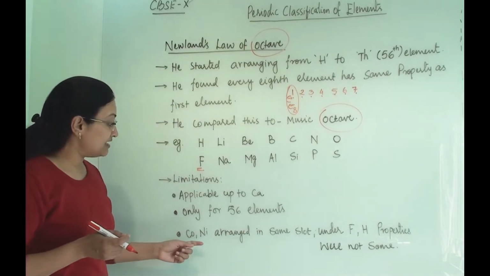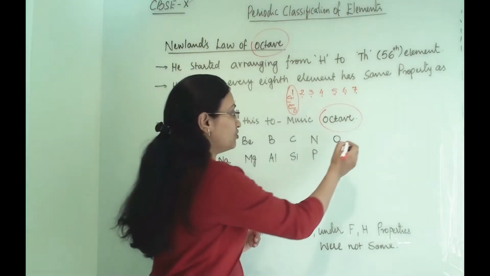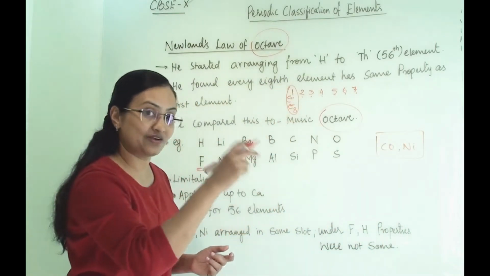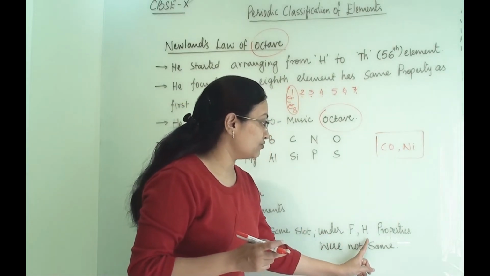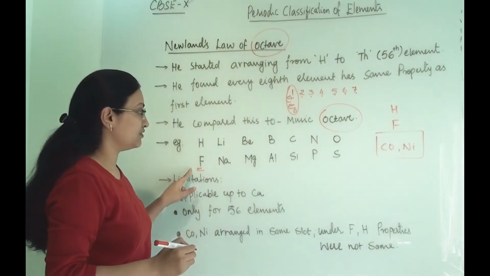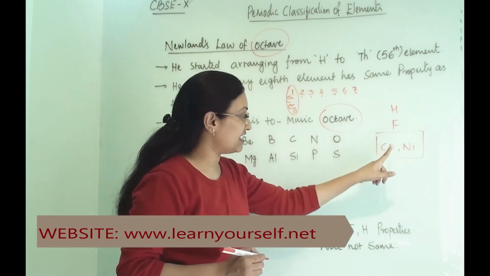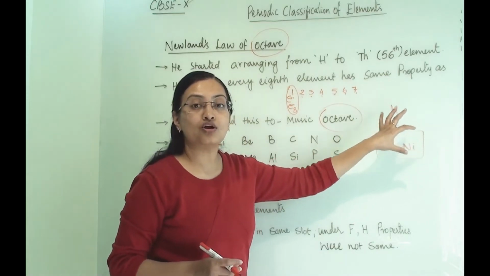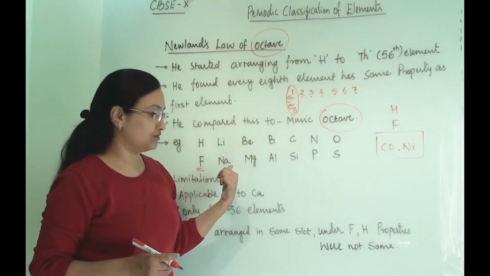Third one is that cobalt and nickel he arranged in the same slot. In one column he arranged cobalt and nickel like this. At one place he arranged both of them, and that is under fluorine and hydrogen. Now fluorine and hydrogen, we are talking about this first column. So after hydrogen he placed fluorine, and after that he placed cobalt and nickel. So these elements' properties are not matching with each other. So this was the biggest limitation of Newland's octave law.